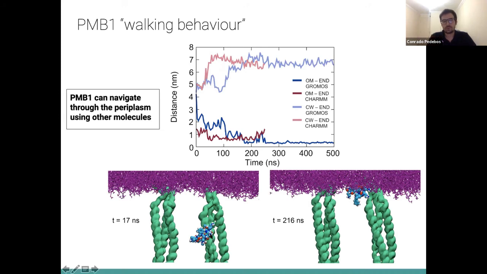So when they were located, let's say, in the middle of the BLP structure, then after a while during your simulations, they eventually reached the outer membrane or the cell wall. This happened more than once. So this is also quite interesting, and it happened for the 2 force fields that we were using, so both for GROMOS and CHARMM, and which give us more confidence on what we saw.